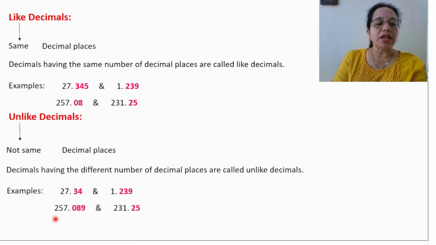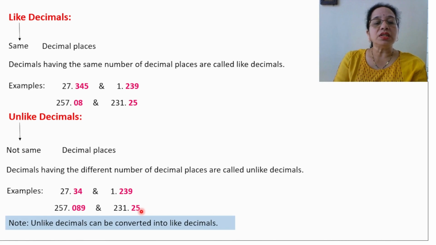Take one more example, 257.089. Here your decimal places are 3. Now the other number is 231.25. Here your decimal places are 2. So again the number of decimal places are not equal. So these are called unlike decimals.